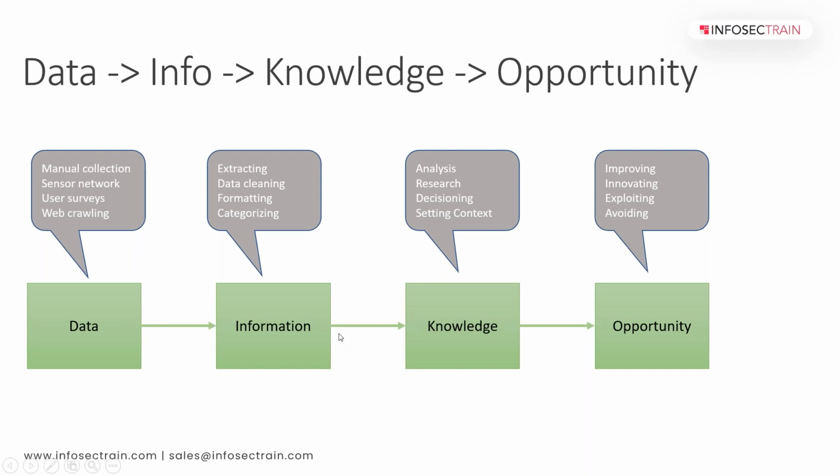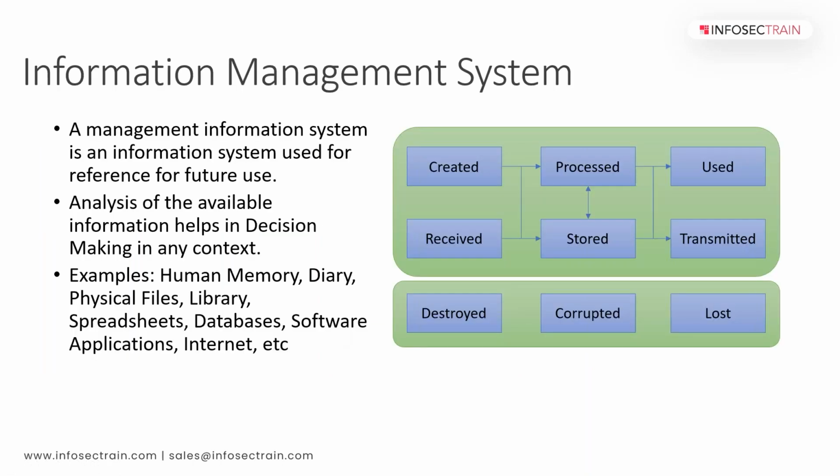So we talked about the data and the information. What is the difference between these two? Now we are coming to the next step. What do we mean by an information management system? Information management system is a basis for data privacy. When you say the data has to be protected, first of all, we need to know how we are going to manage our data.